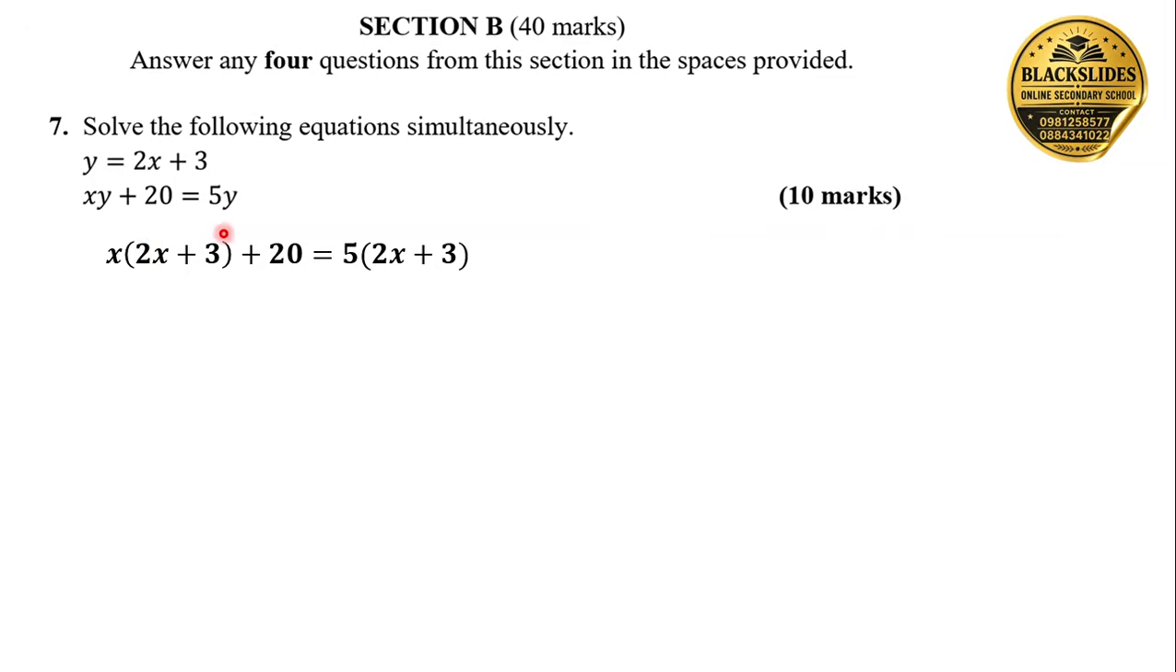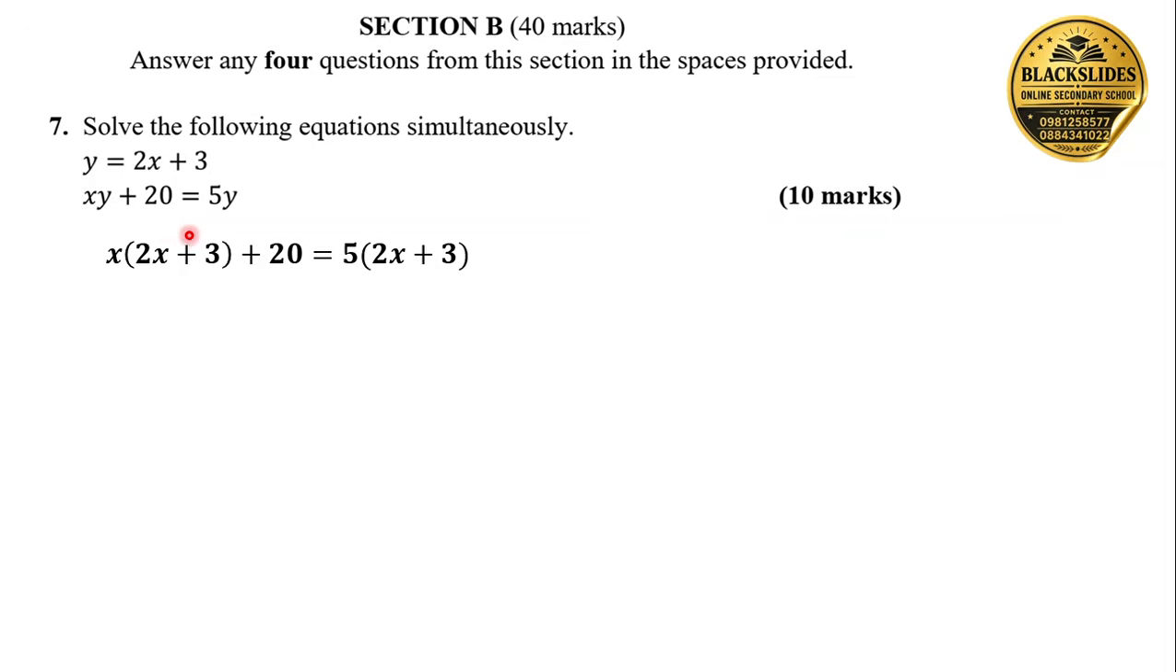So we can use the substitution method. Using equation number 1, the first equation here, we are told y is equal to 2x plus 3. So where there is y here, just put 2x plus 3. We shall have x multiplied by y, where y is this thing, then plus 20 is equal to 5y. Put 2x plus 3 where there is y. Substitute 2x plus 3 for y in 2.